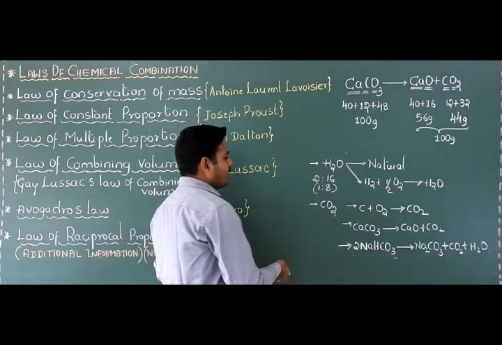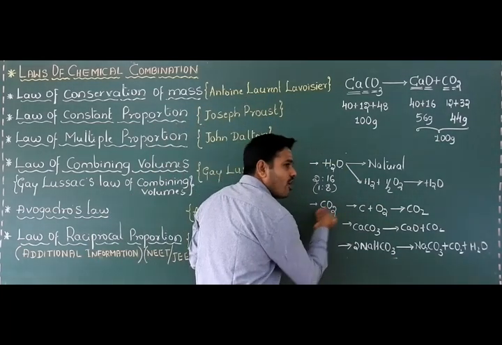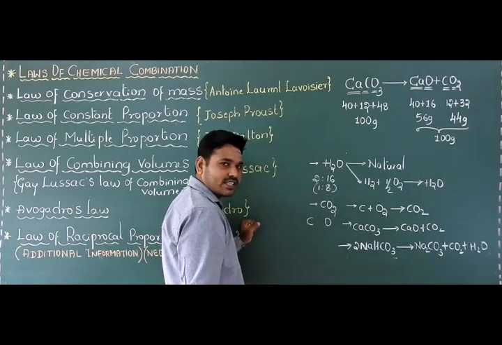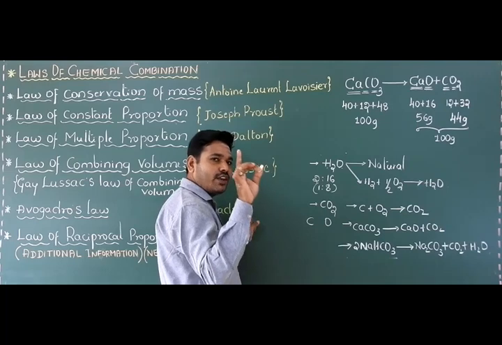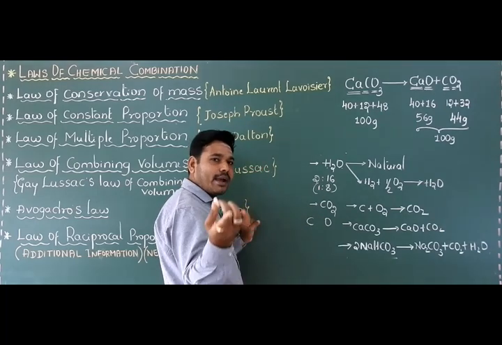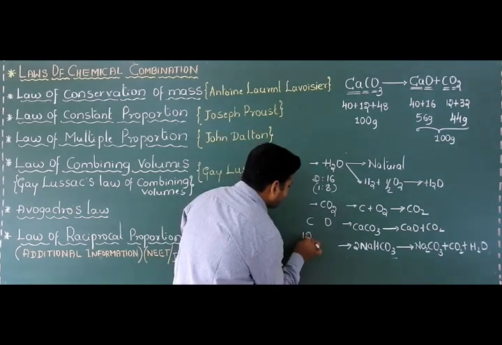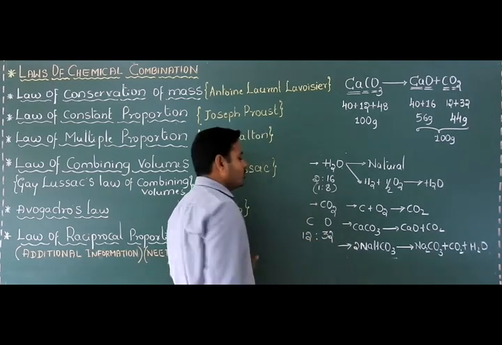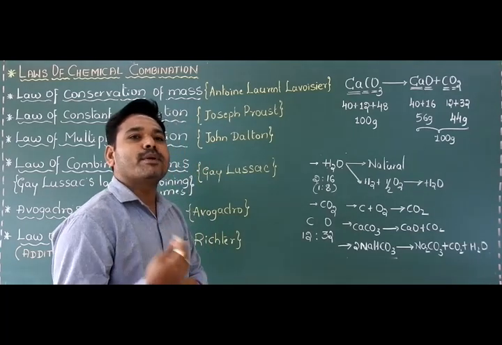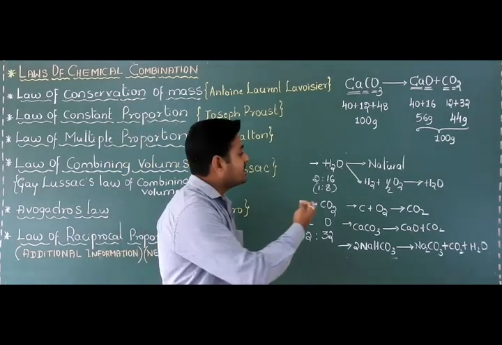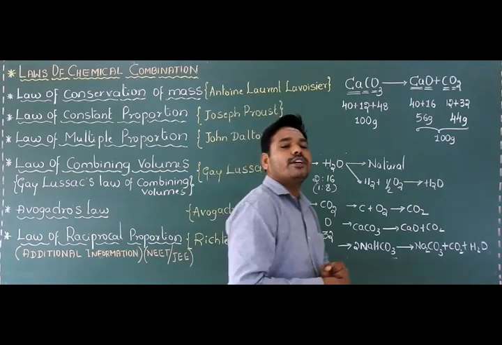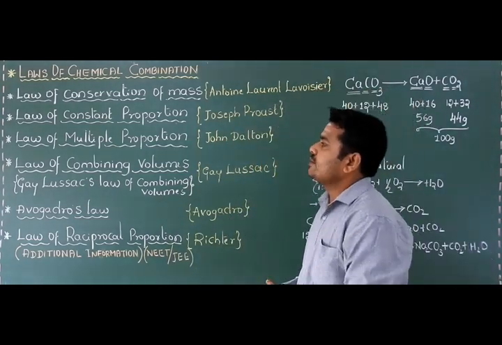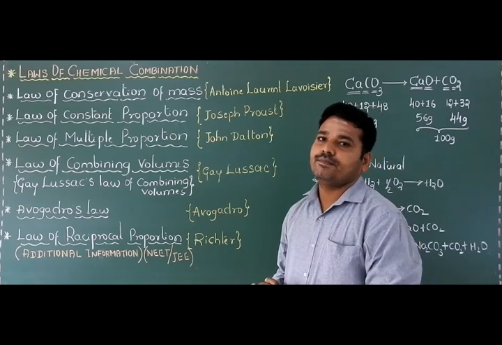In all these three cases, the carbon dioxide contains the same elements, carbon and oxygen, in a fixed whole number ratio by mass. That means the mass of carbon is 12 and the mass of oxygen is 16 into 2, which is 32. This is the simple whole number ratio, students. So this is the second important law, called the law of constant proportion, or the law of definite proportion, students.